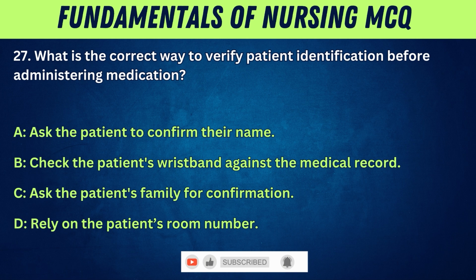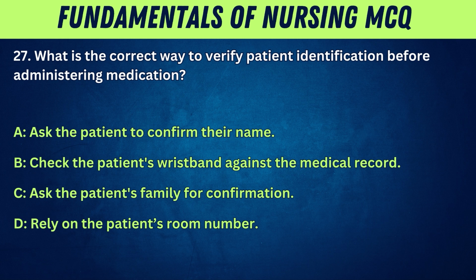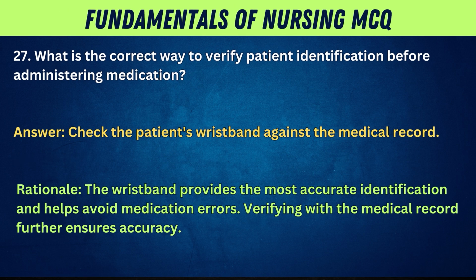27. What is the correct way to verify patient identification before administering medication? A. Ask the patient to confirm their name. B. Check the patient's wristband against the medical record. C. Ask the patient's family for confirmation. D. Rely on the patient's room number. Answer: check the patient's wristband against the medical record. Rationale: the wristband provides the most accurate identification and helps avoid medication errors. Verifying with the medical record further ensures accuracy.